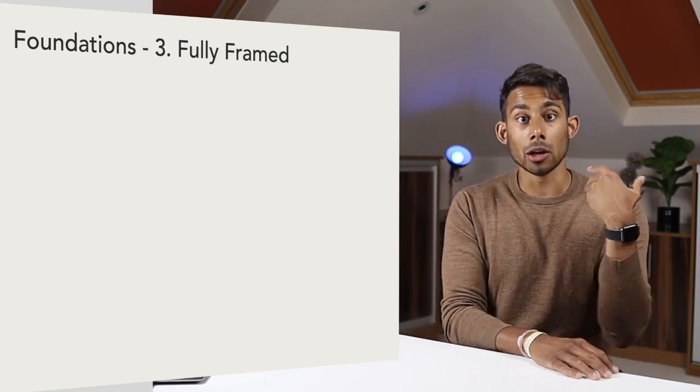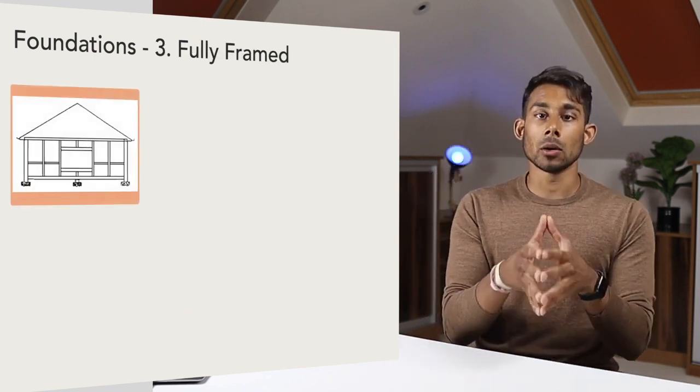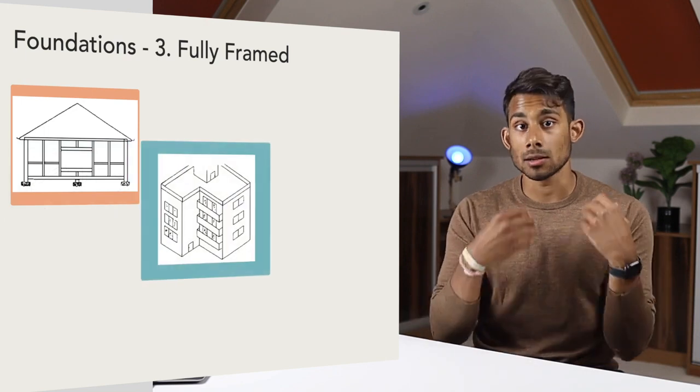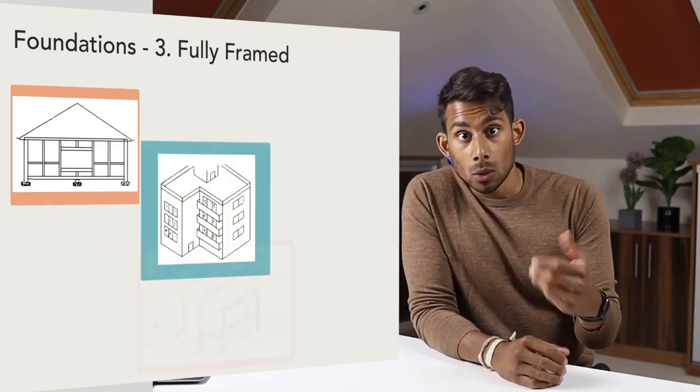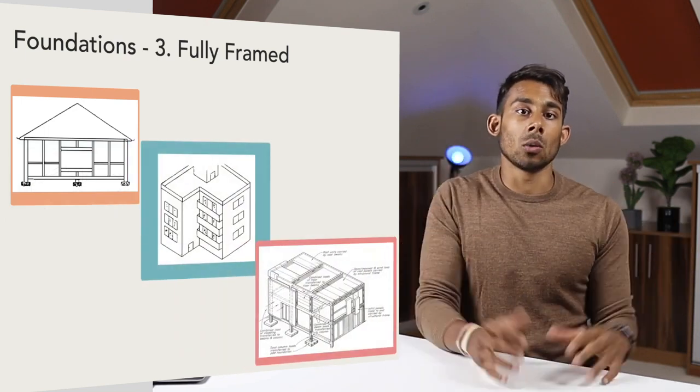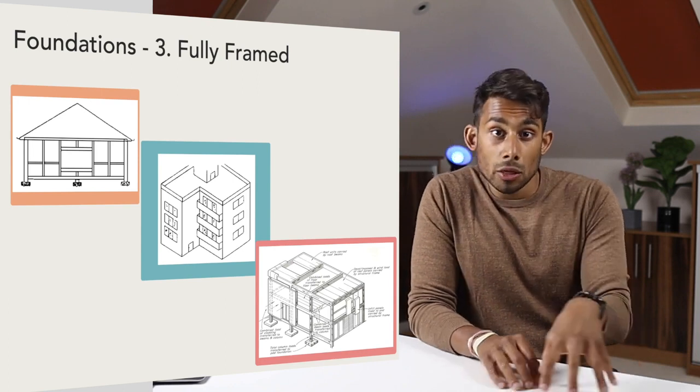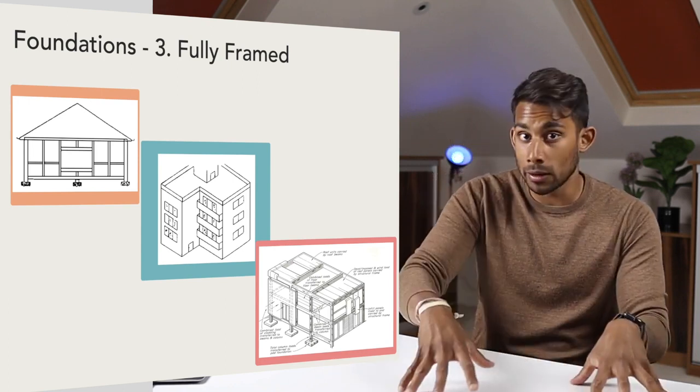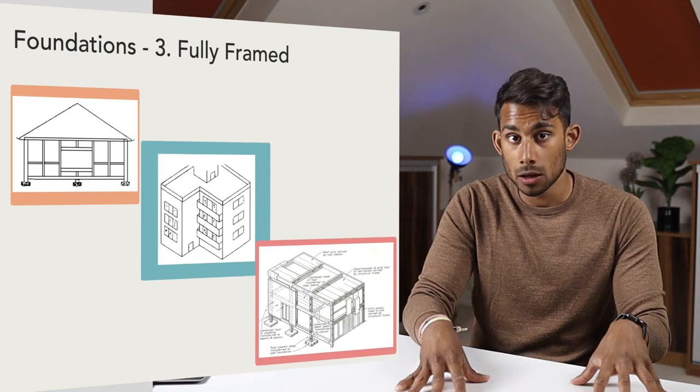And three, we've got fully framed buildings. So fully framed buildings are so described because they have a skeleton frame which carries all the loads, including the weight of the walls. The frame may consist of steel, reinforced concrete, or timber.